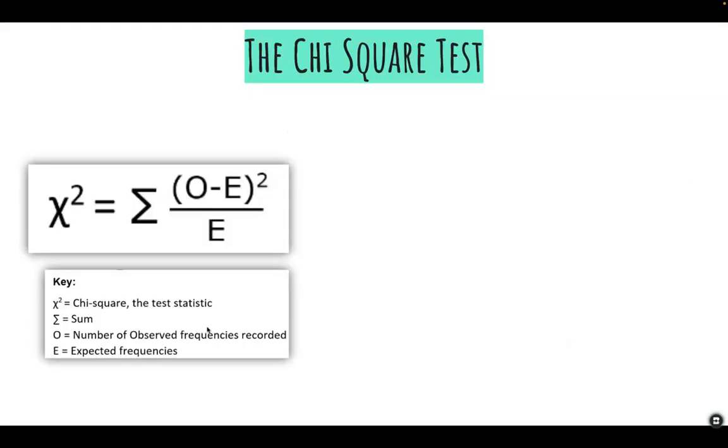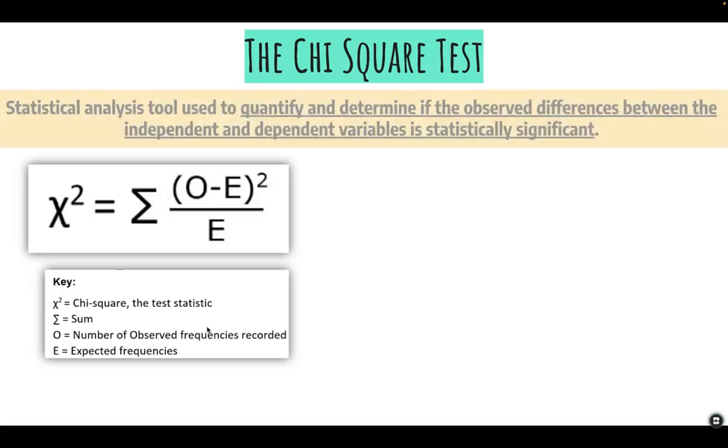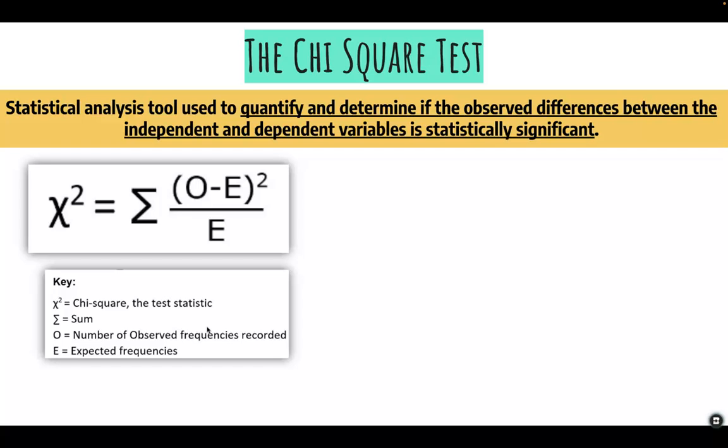And so for the chi-square test, you're going to use this formula. It's a statistical analysis tool that allows us to quantify and determine if our observed values... Our observed values are the data you collect, what you observe in front of you, the data that you have collected. So you're trying to see if your data is statistically significant.